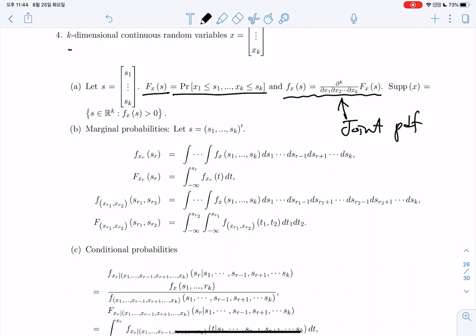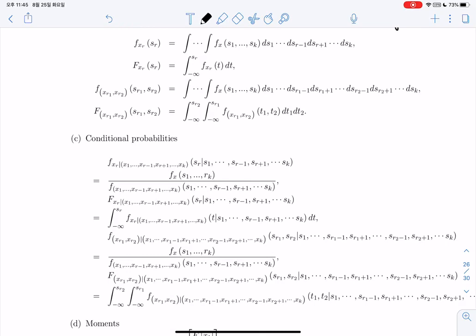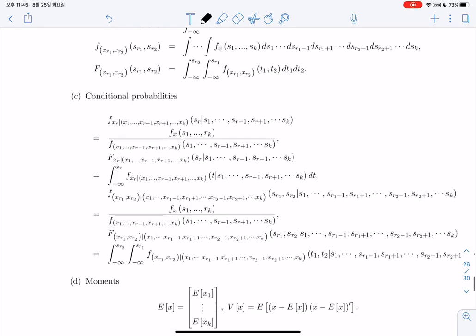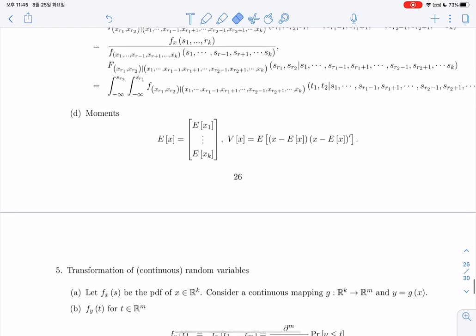From this joint PDF, you can construct marginal PDFs. Here in the continuous case, your marginal PDFs are derived from integral, not from summation. But other than that, conceptually, nothing is very different. Conditional probability the same. Okay, it's the joint divided by marginal PDFs. Okay. Moment, nothing special.